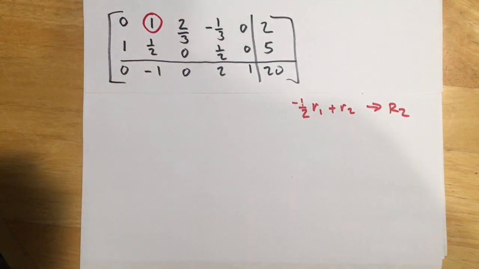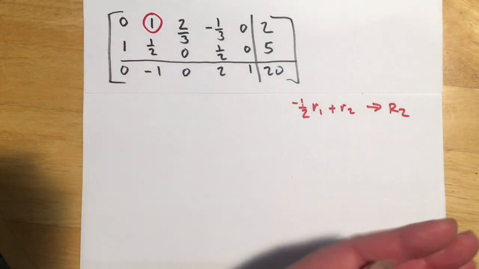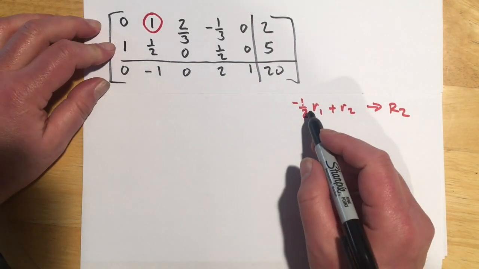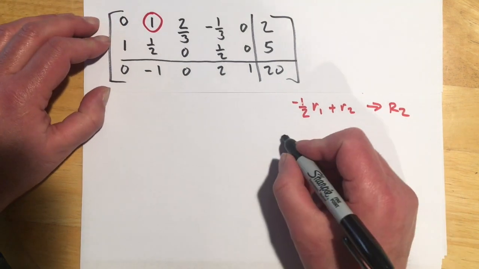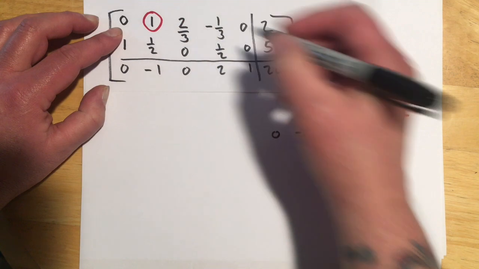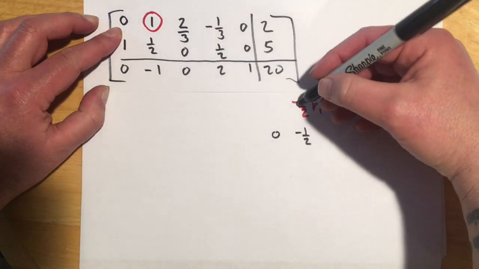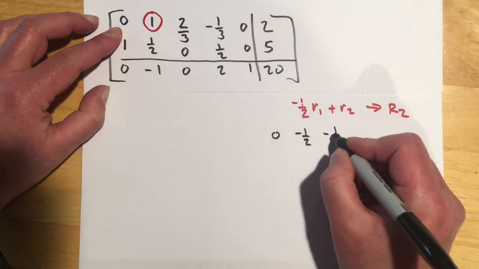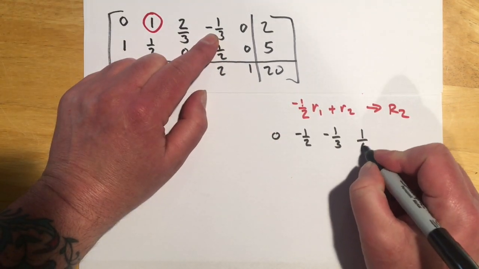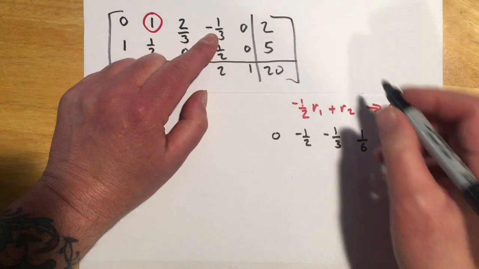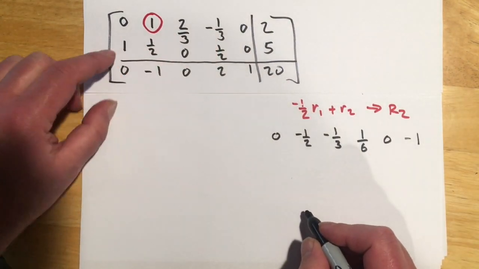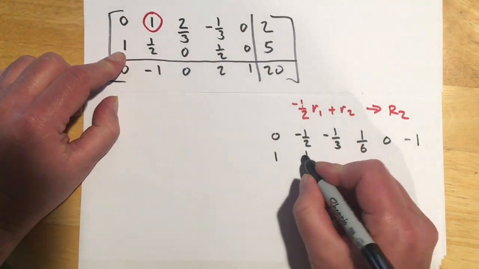Again, everything I'm showing to the side here is kind of the scratch work, but hopefully it makes it easier for you guys to follow. So negative 1/2 times this will be a 0. Negative 1/2 times 2/3, the 2's would cancel, leaving me negative 1/3. And then negative 1/2 times negative 1/3 will make positive 1/6. Times 0 is still 0. And negative 1/2 times 2 makes negative 1. And I'll just copy this row below.